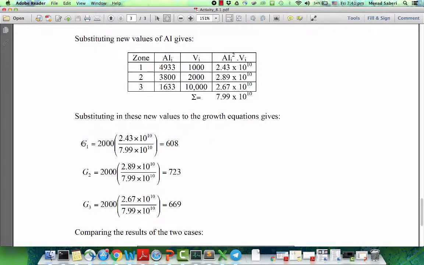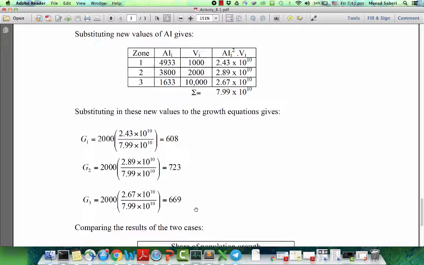So the new population growth of zone 1 would be 2,000. That's the total population growth of the entire city. Multiply this ratio of the AIV over the summation of the AIV. So this means the new population growth in zone 1 would be 608. In zone 2, 723 more people will live, and in zone 3, 669 people will live.